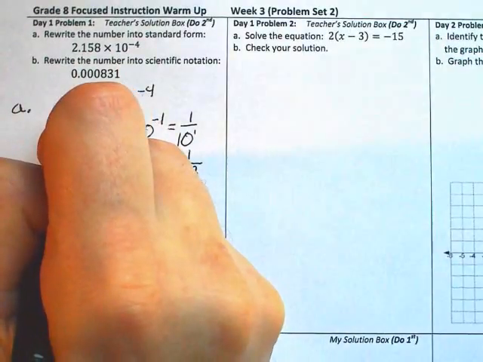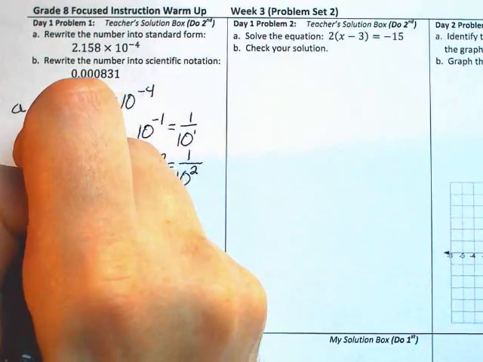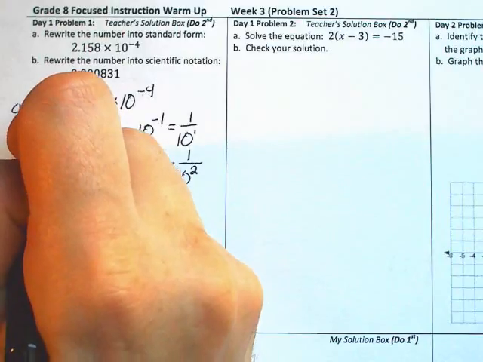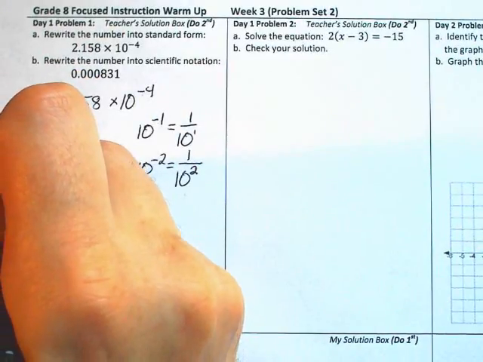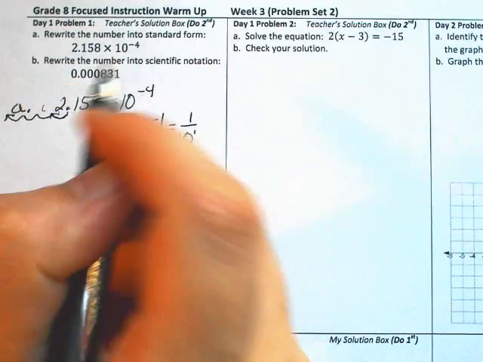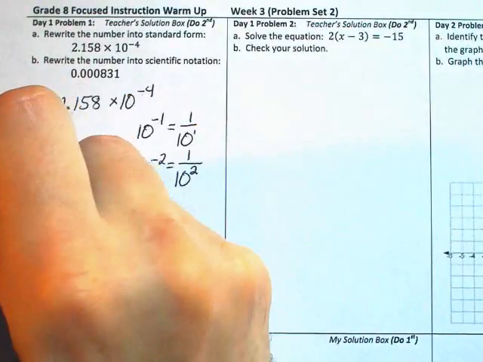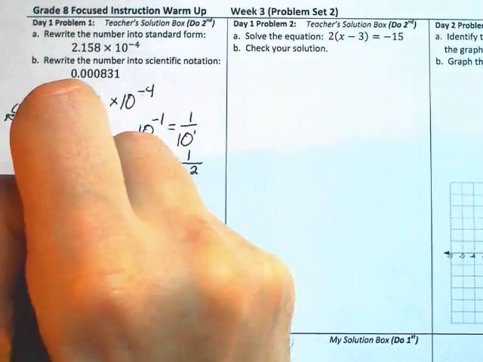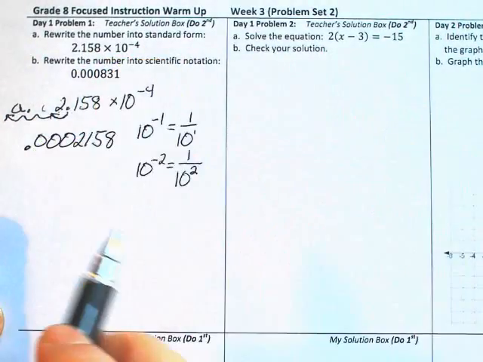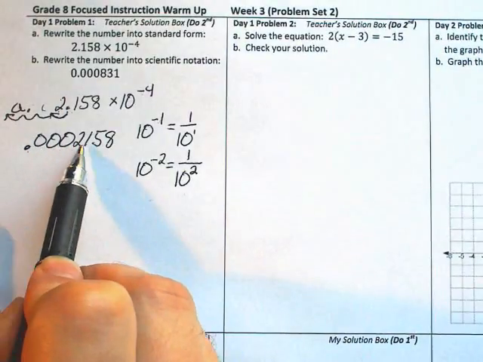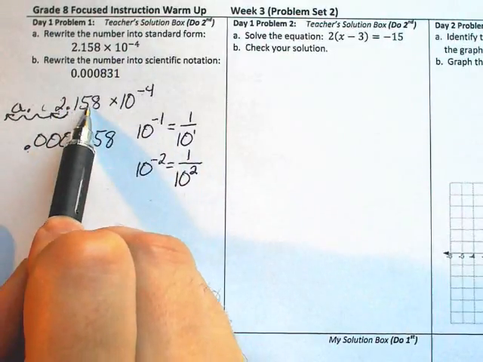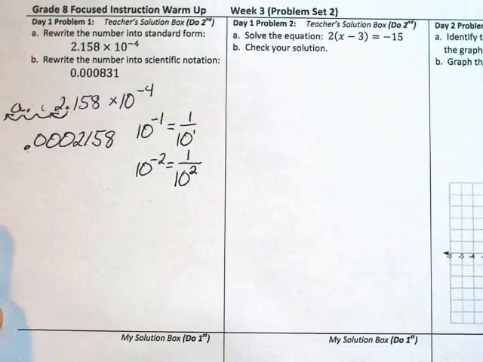Okay, let's do that. 1, 2, this is going to need to be filled in with a 0. 3, this will need to be filled in with a 0. And 4, and this spot again will need to be filled in with a 0, and the decimal point will end up out here to the left. And so that number is going to be point, and then 0, 0, 0, and then the 2158. So 0.0002158 is the standard way of writing 2.158 times 10 to the -4th power.